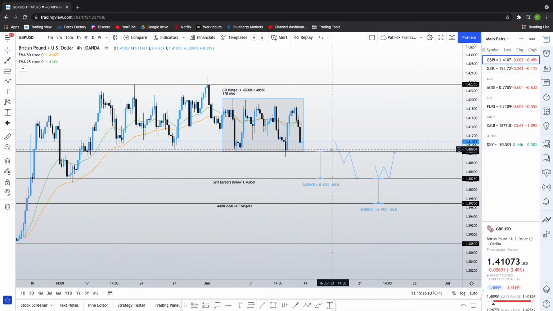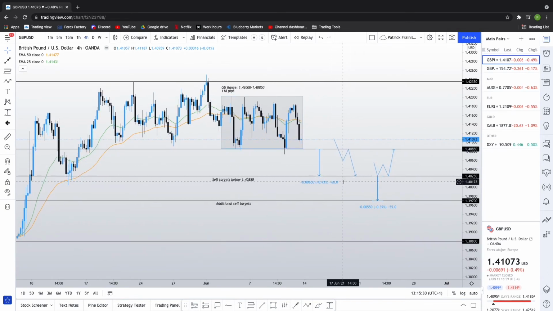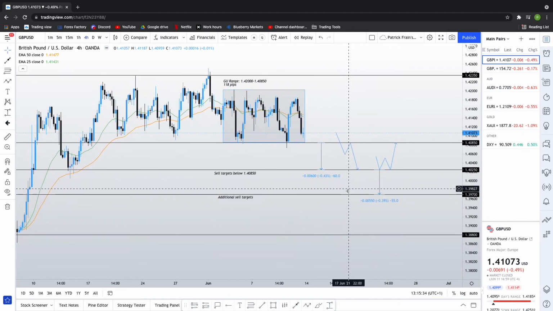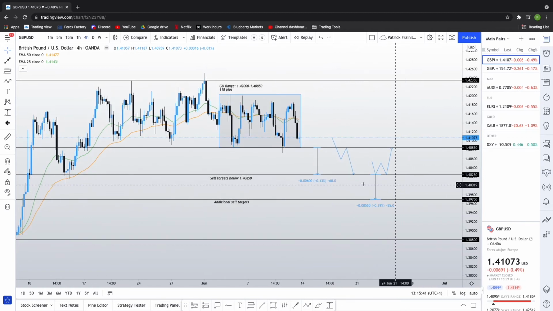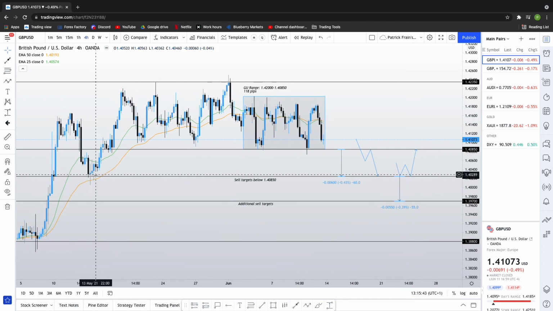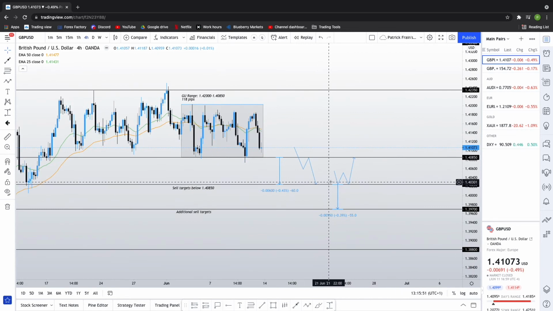If we do get a break below this level, I will be looking for shorts off the retest, with first targets at 1.40250, which is around 60 pips, and then additional targets at 1.39700, which is around 55 pips to the downside. If we do reach our level at 1.40250, as you can see, price did respect this level here. We did get a break off this resistance, and now price did act as support. We do have a potential double bottom formation.